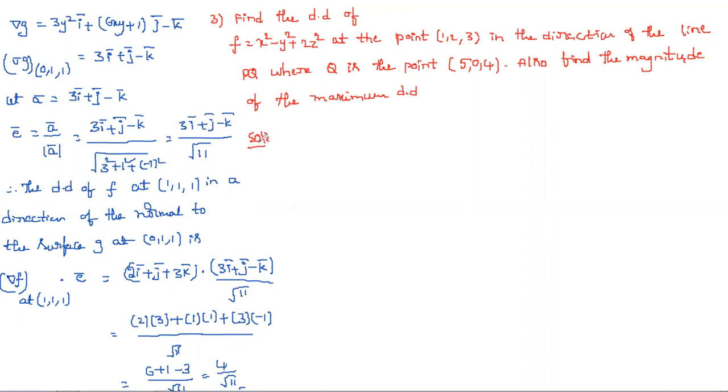See here, it is having two questions included. First one is to find the directional derivative of f is equal to x square minus y square plus 2z square at the point 1, 2, 3 in the direction of the line PQ, where Q is the point 5, 0, 4, and also find the magnitude of the maximum directional derivative. So two problems are included in that.